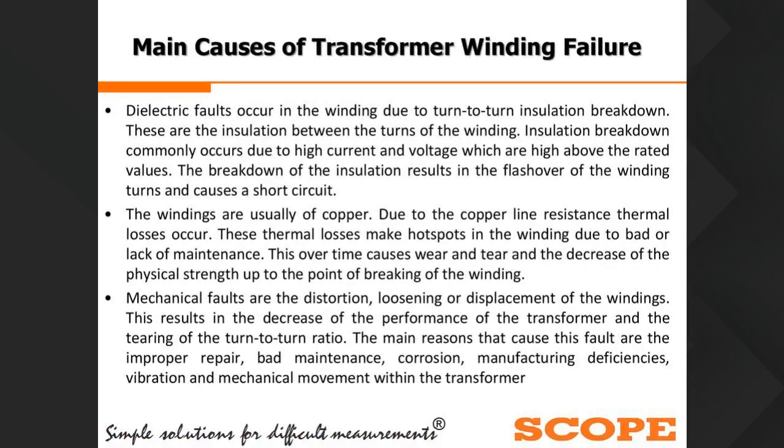So next part is the main reasons of the transformer winding failure. Basically, the main reasons are the dielectric problem or insulation failure. Also, due to the heating effect, thermal losses occur due to the copper line resistance, and due to that winding failure occurs. Or it is due to mechanical faults, improper repair, bad maintenance, corrosion, manufacturing deficiencies, vibration, and mechanical movements within the transformer. So these are the main reasons of the winding failure.